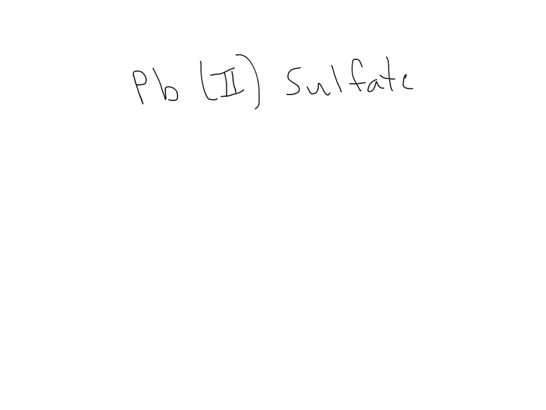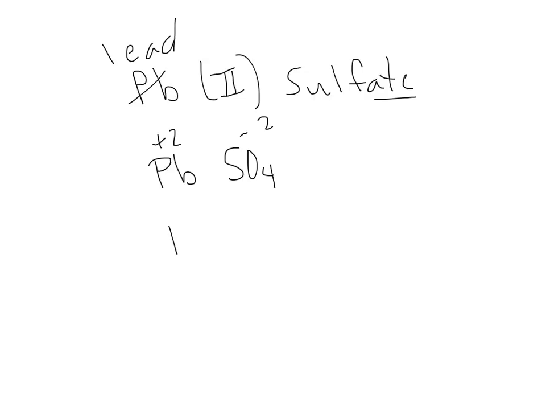So with lead 2 sulfate, I already gave you the symbol. We have Pb, and that Roman numeral 2 tells us it's a +2. We have sulfate, which comes off our list of polyatomic ions. We know that because it ends in ate. And when you look in that chart, sulfate has a charge of -2. Again, +2 and -2 cancel out. So we have PbSO4.